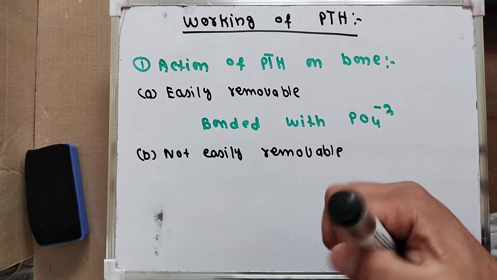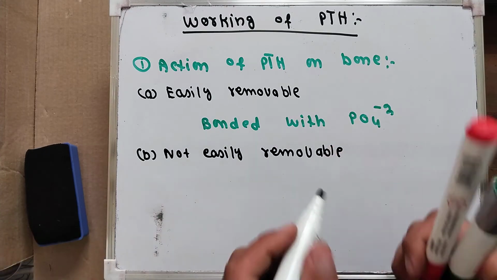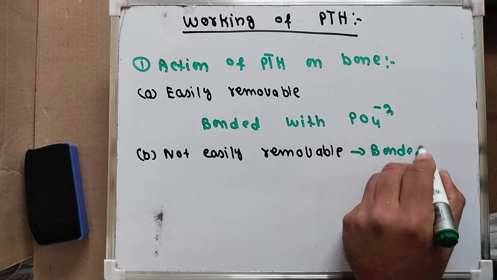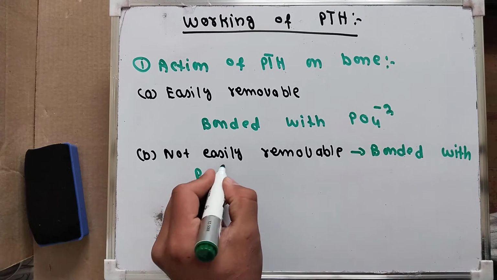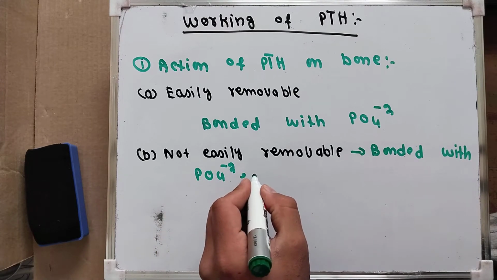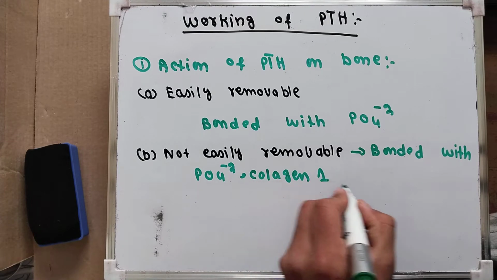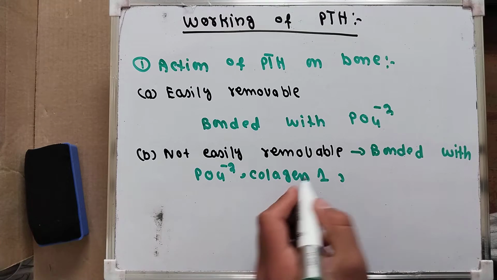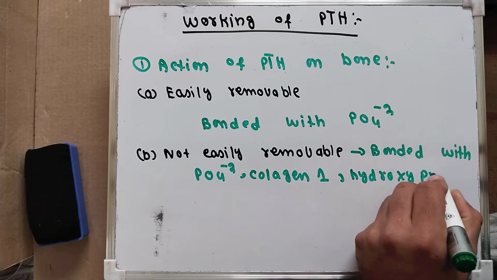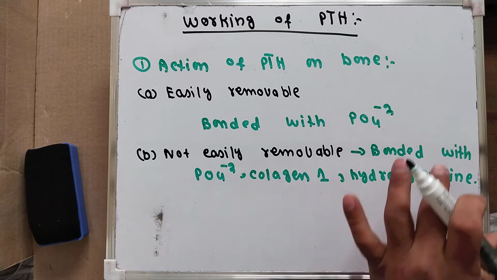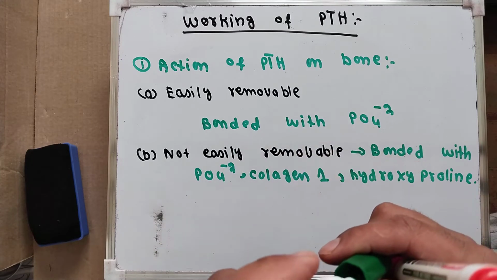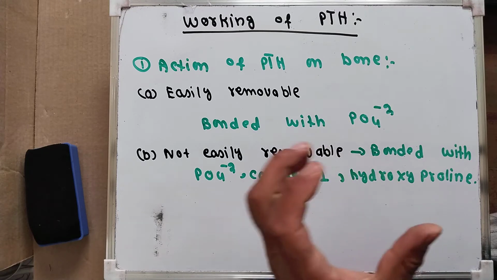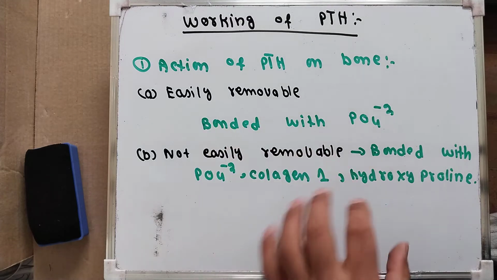What actually happens in this case? In this case, calcium is bonded with phosphate, collagen type 1. In bone we know that type 1 collagen is present. Collagen type 1, phosphate, collagen type 1 and hydroxyproline. So all these molecules are present at the same time. When parathyroid hormone acts on the bone at this structure, it is very difficult for it to remove calcium ion from these structures. So these are present in this form.